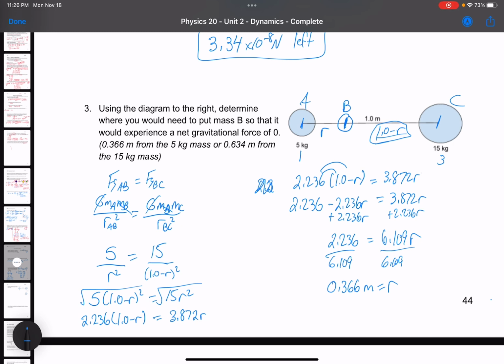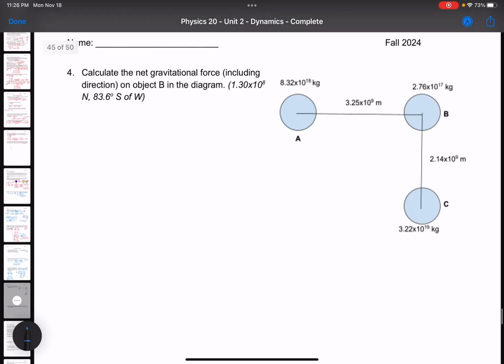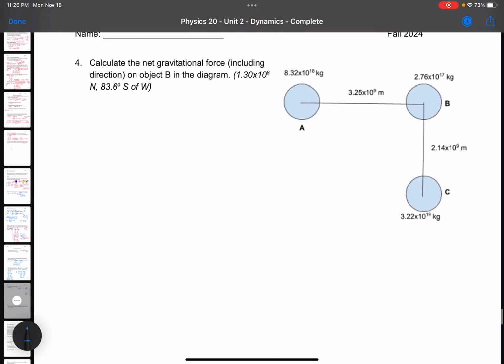Go up, look at your diagram. r was the distance between A and B, so 0.366 meters from the 5 kilogram mass. And if you want to know how far it is from C, just go 1 minus r, and you'll have yourself an answer. All right, calculate the net gravitational force, including direction, on object B in the diagram.